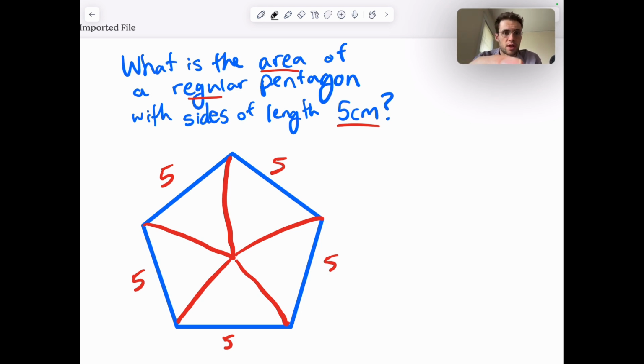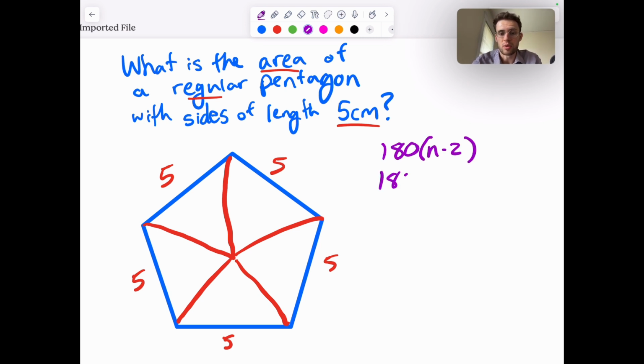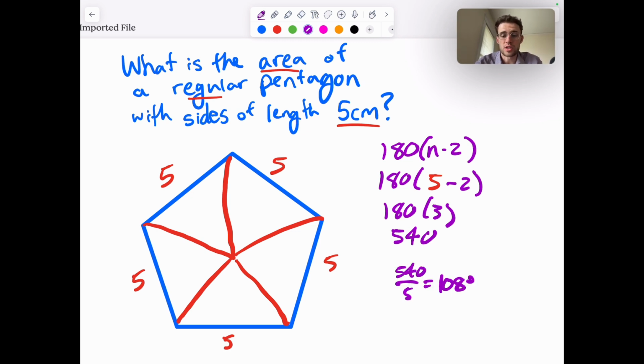So you can use the formula, the total of the interior angles is equal to 180 times the number of sides minus 2. In this case, that'd be 180 times 5 minus 2, which gives us 180 times 3, so 540. And then if you divide 540 by 5, you'd get what each one is, which is 108. So that's one way you could do it.